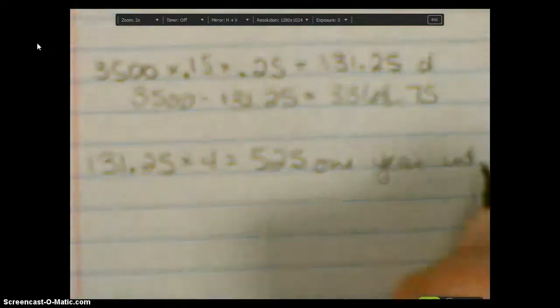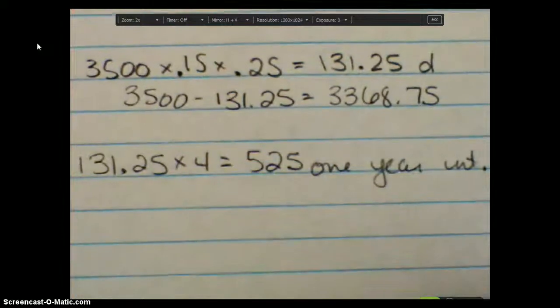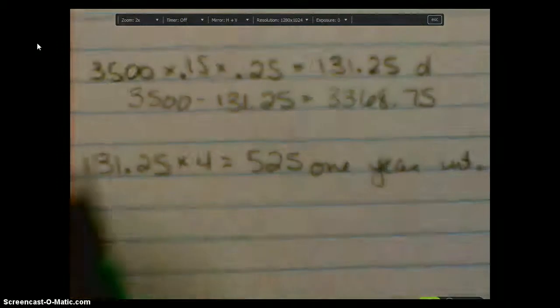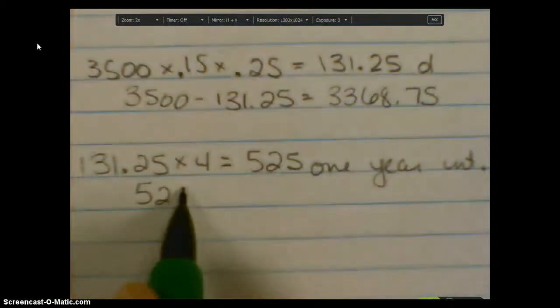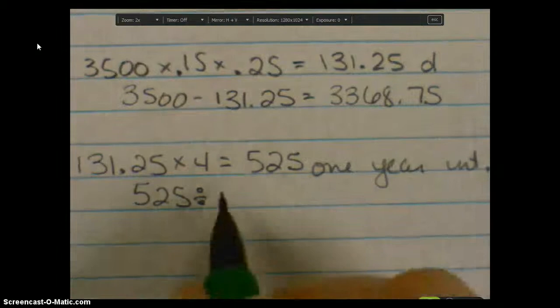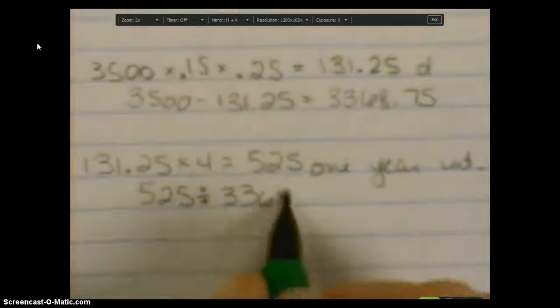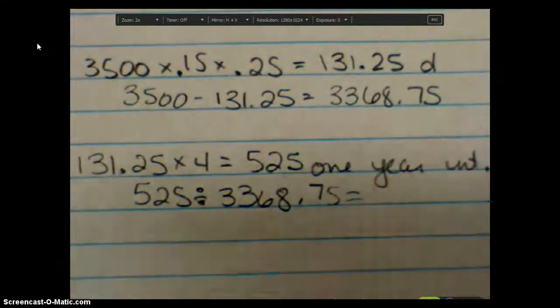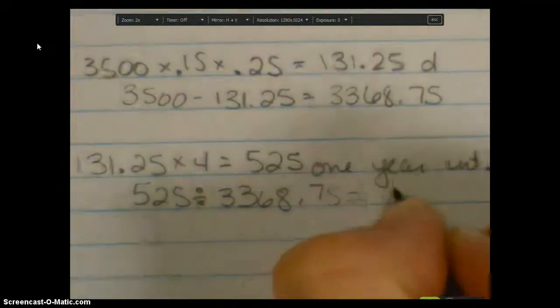I'm going to abbreviate interest as INT. So then we go back, just like our formulas that we used yesterday. We're going to take our interest for 1 year, $525, divide it by our proceeds, $3,368.75. And this will get us our true rate of interest.